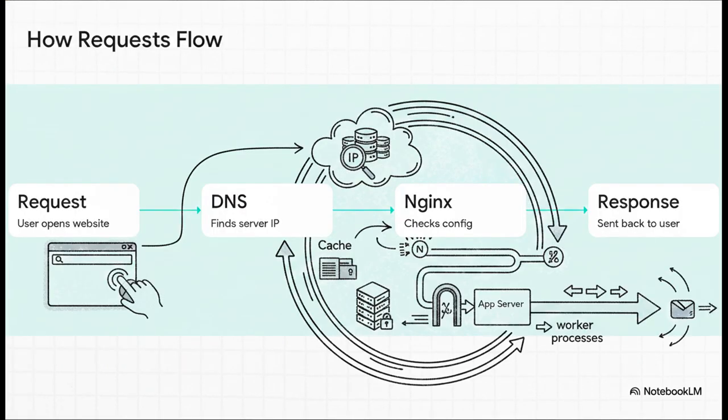So let's pull everything we've learned together by following just a single click. A user opens your website. The internet's DNS finds your server's IP address. Boom! The request hits Nginx first. The master process quickly checks those config files we just talked about, makes a split-second decision to either send a static file from cache or forward it to your app as a reverse proxy, and then the worker processes fire the response right back to the user.